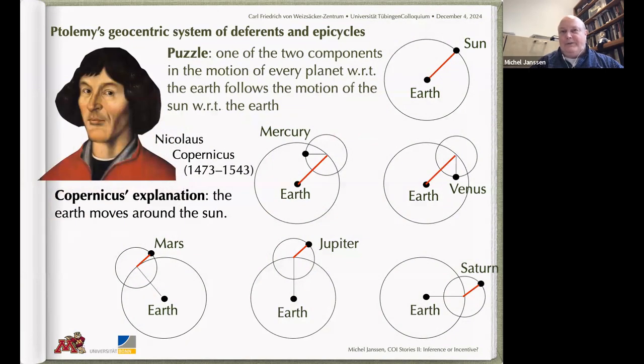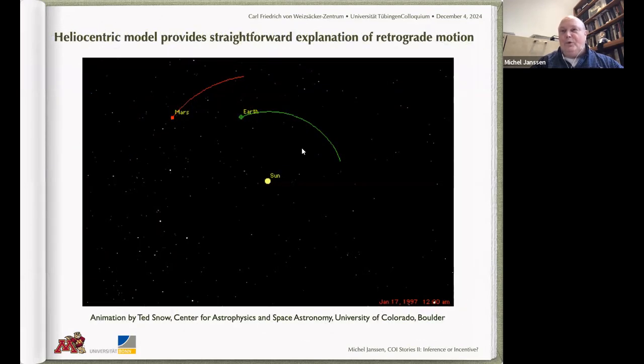And Copernicus explains that by saying, well, the Earth moves around the sun. So of course, the explanation is very simple, right? So here's the heliocentric model. Here's the Earth, and you see the Earth has sort of the inner track.